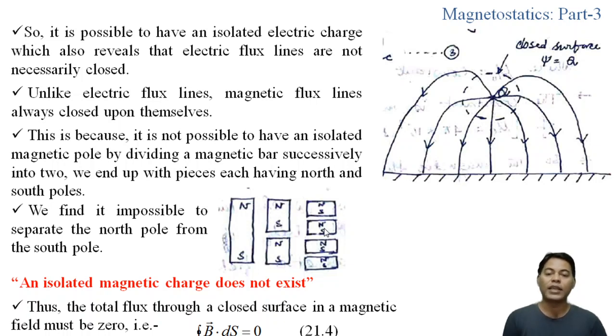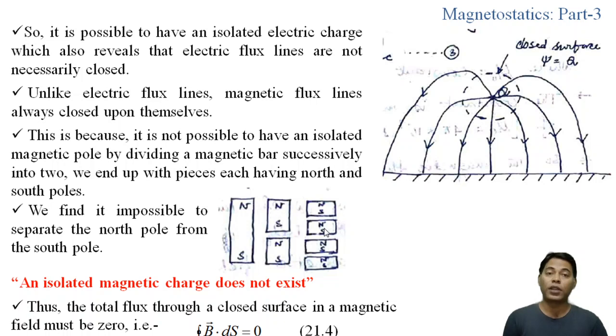That means it is not possible to have an isolated magnetic pole by dividing the magnetic bar successively into two. We end up with pieces each having a north and south pole. So in a nutshell, we can say it is impossible to separate the north pole from the south pole. From this explanation we can conclude that an isolated magnetic charge does not exist.